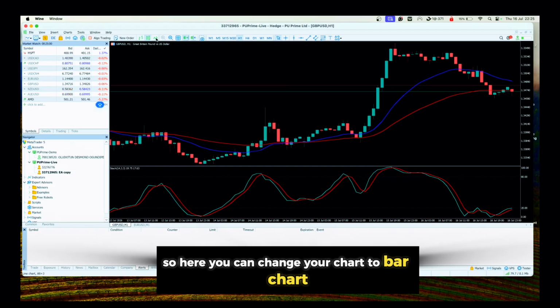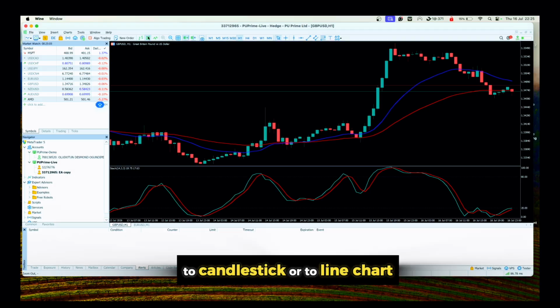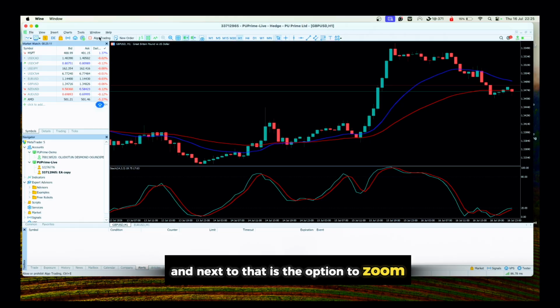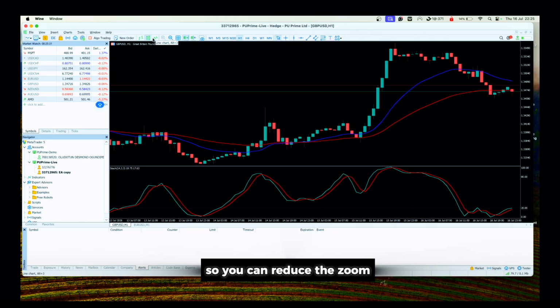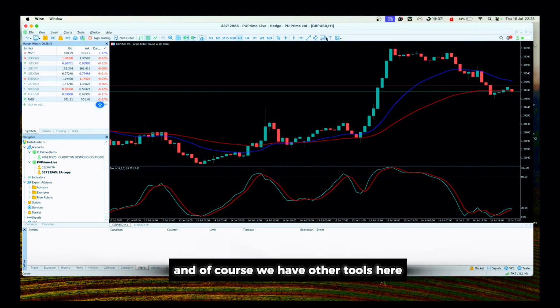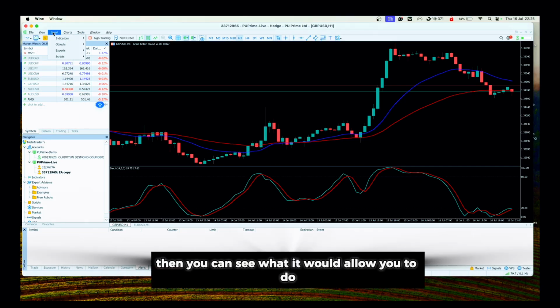So here you can change your chart to bar chart, to candlestick, or to line chart, depending on the one you prefer. And next to that is the option to zoom, so you can reduce the zoom and you can also increase the zoom. So it all depends on you and how you want it to be. And of course, we have other tools here at the right hand side. If you put your cursor on it, then you can see what it would allow you to do.